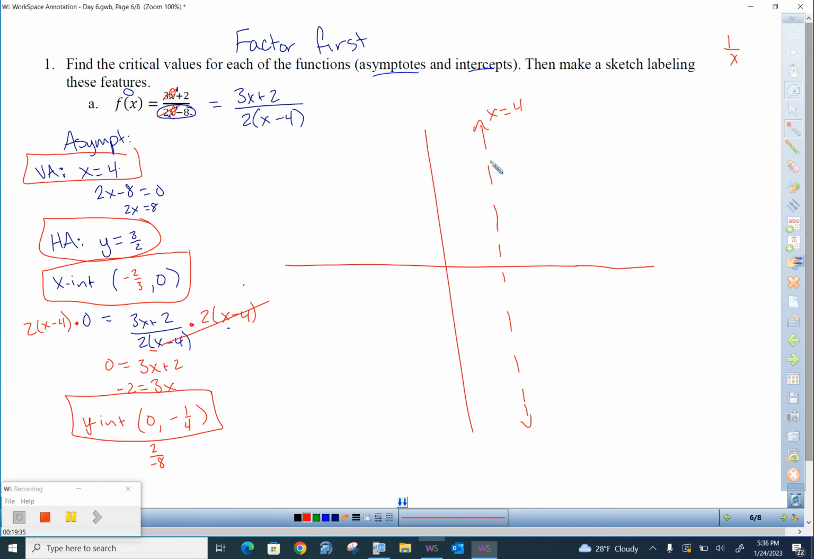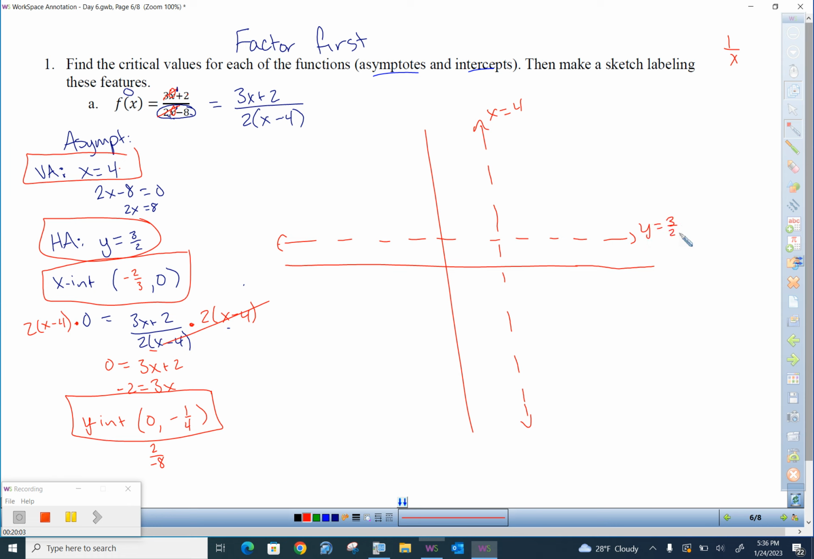A lot of times if I have an asymptote that's so far over to the right or so far over to the left, I won't put my x-axis and my y-axis directly in the middle. I'll shift them over. If I know I need an x equals 4, I'll start my y-axis over more to the left so that this is more centered. Okay, y equals 3/2 is like 1 1/2. Put that one on there as well.